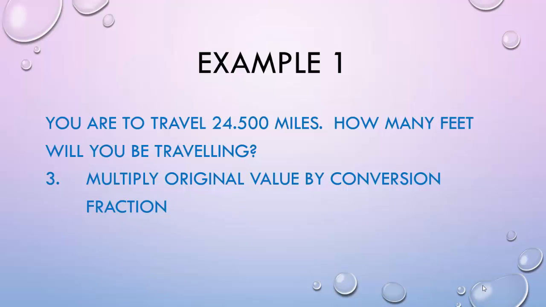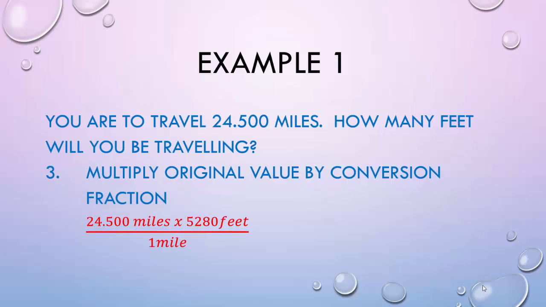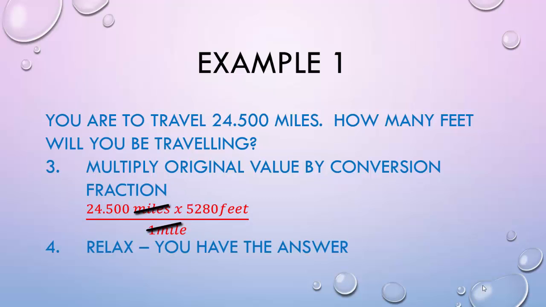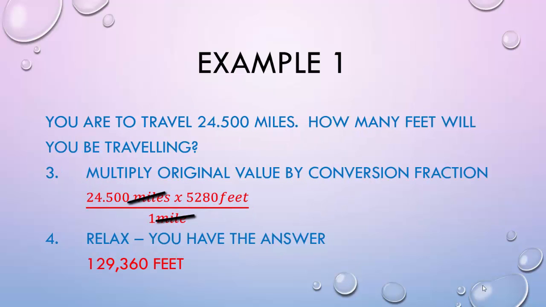Multiply the original value by the conversion fraction, 24.500 miles, multiplied by 5,280 feet, divided by 1 mile. The mile unit cancels out. So now you can relax. You've got to have the correct answer. And you notice you get 129,360 feet.